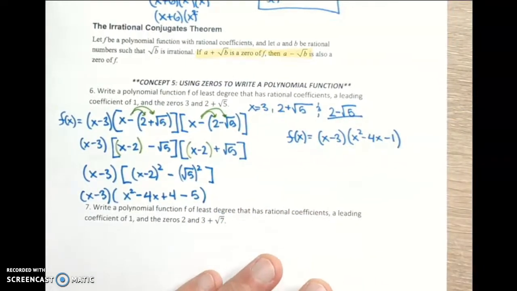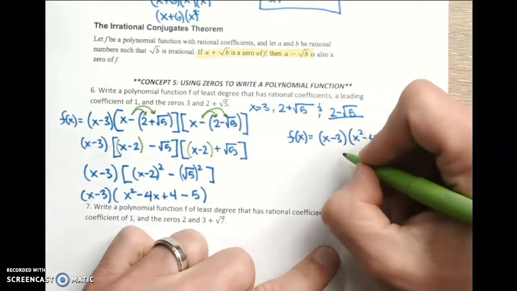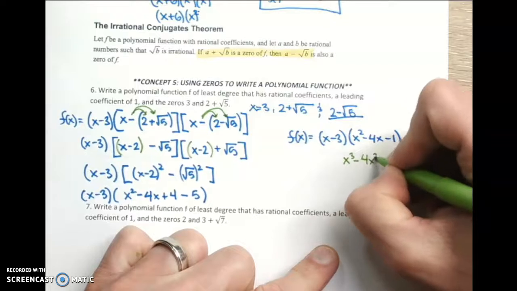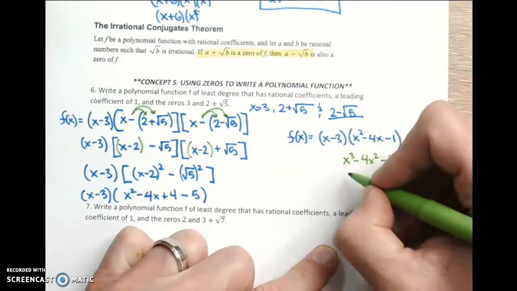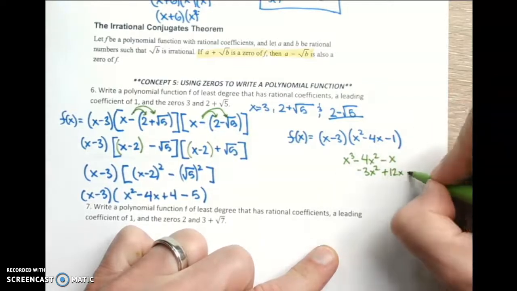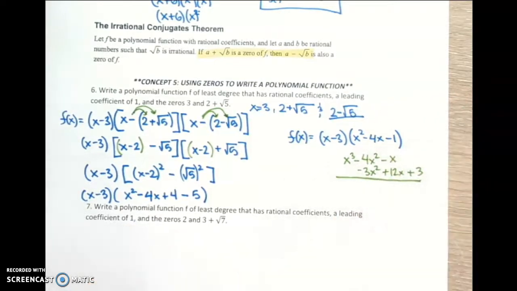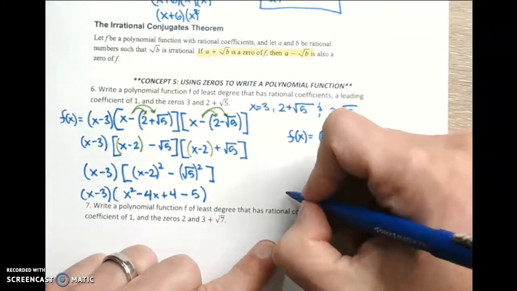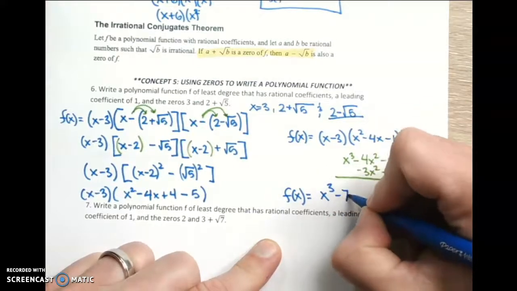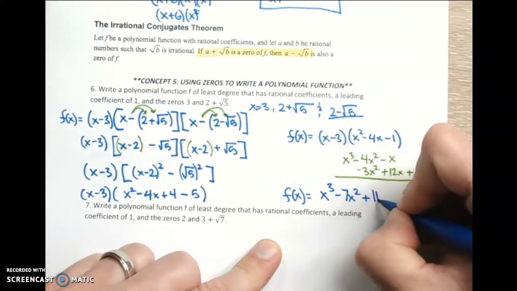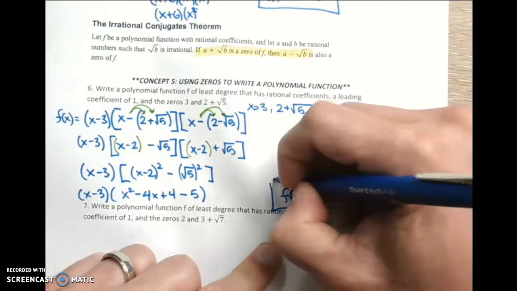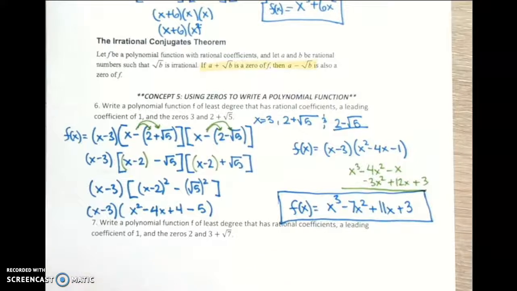And now I'm multiplying. Alright, so when I do this again, I'm going to do this in a vertical fashion. I get x cubed minus 4x squared minus x. And then when I multiply here, I get negative 3x squared plus 12x plus 3. And now that will give me my final answer. f of x equals x cubed minus 7x squared plus 11x plus 3. And that is the answer I'm looking for.